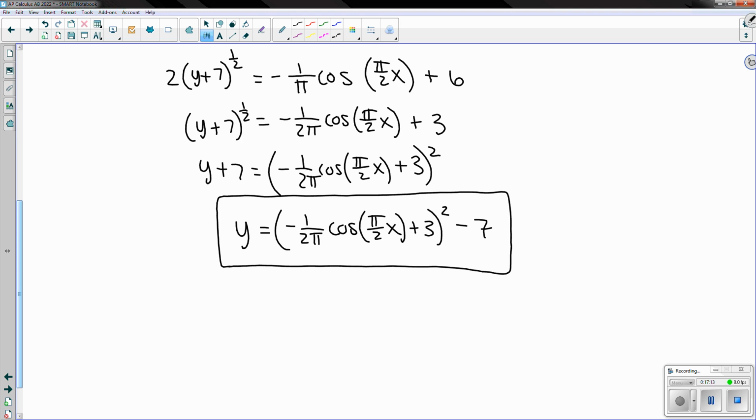So that is number 5 on the 2022 AP Calculus AB exam.